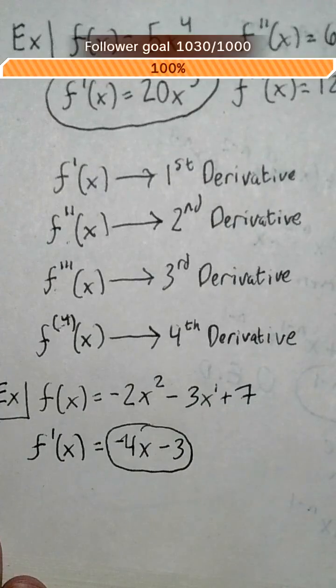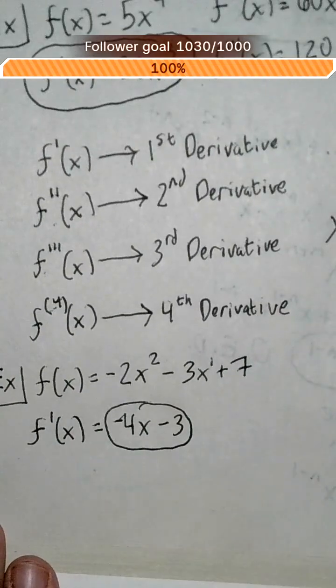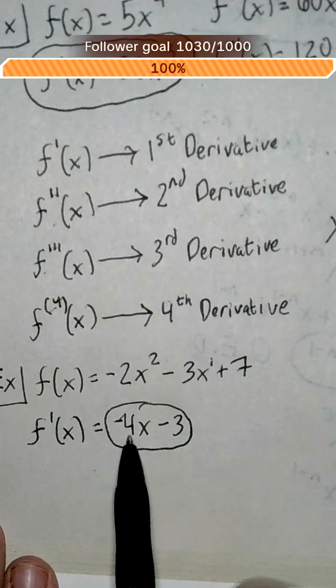Say the power was negative 3. Would the negative still be there? Like here?